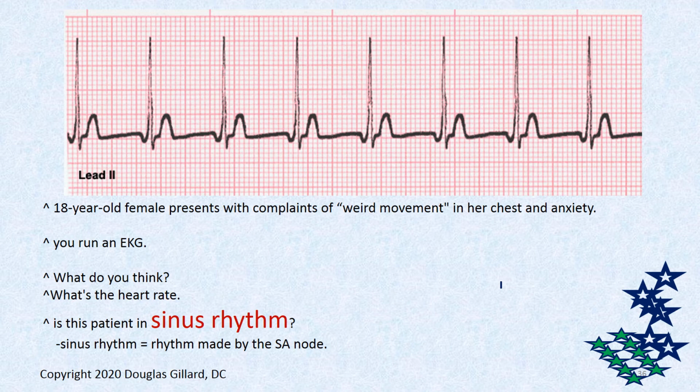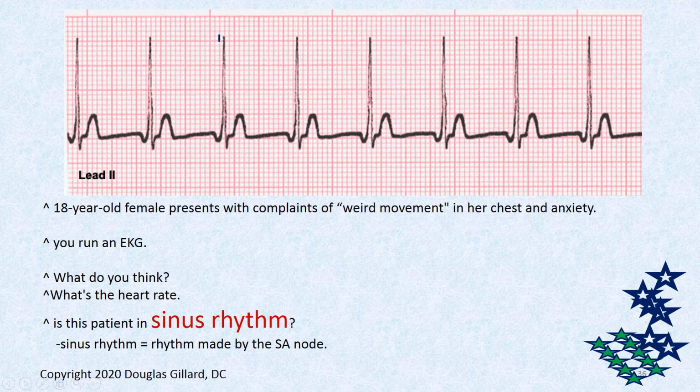An 18-year-old female comes in with some weird movements in her chest. You get out your trusty 12 lead EKG, and what do you think? It's a sinus rhythm? Well, what's the law? The law is to always get the heart rate first. You can see the big box here and here. These are running about halfway between, so that's 300, 150. This is running about 100 beats per minute. So it's a tachycardia, but it's not a great tachycardia.